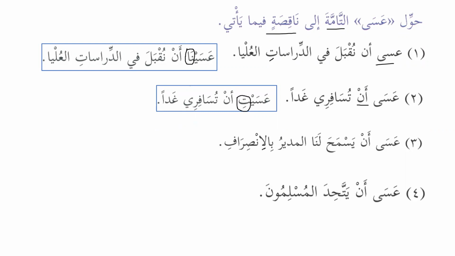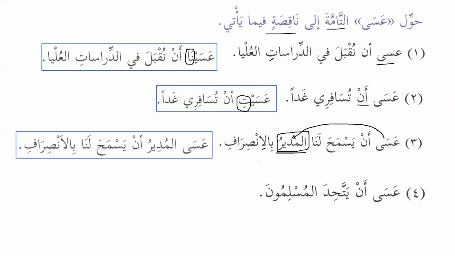We hope that the manager will allow us to leave. We have mudir over here. Asa al-mudiru. Excellent. Asa al-mudiru أن يسمح لنا بالانصراف. Excellent. So please remember that whenever we have the doer and the doer is apparent, then we have to keep it. We cannot drop it. So we will say, عسى المدير أن يسمح لنا بالانصراف.